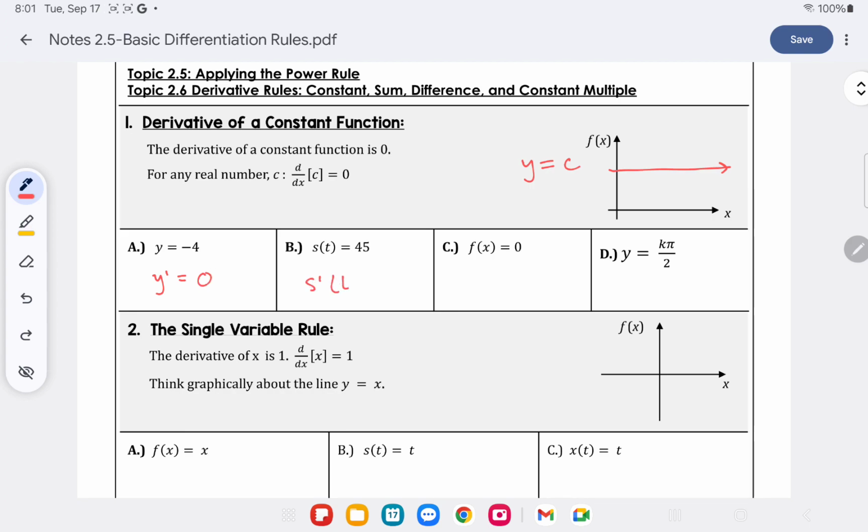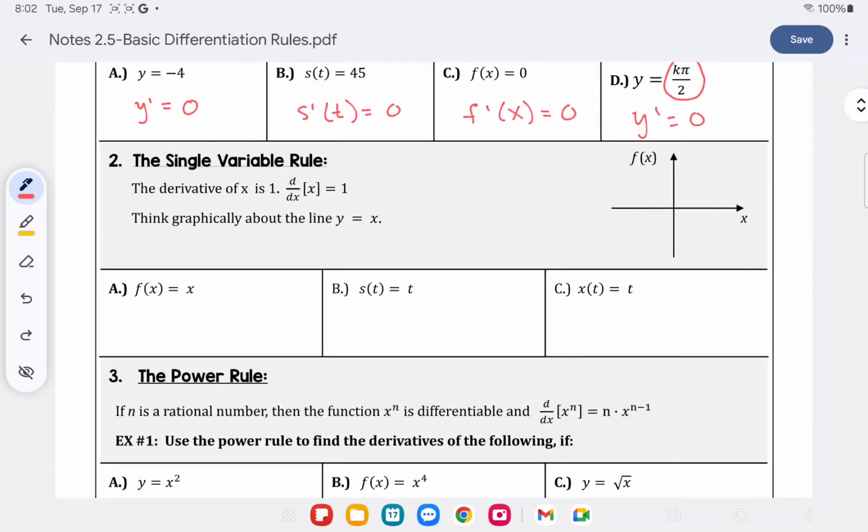It's a zero function. So for all of these, I'm rewriting them as derivatives, but for each one, our derivative function would be 0. This last one's a little bit trickier. I'm assuming that the independent variable is x, and that k is just a constant, so it's some constant times pi divided by 2.